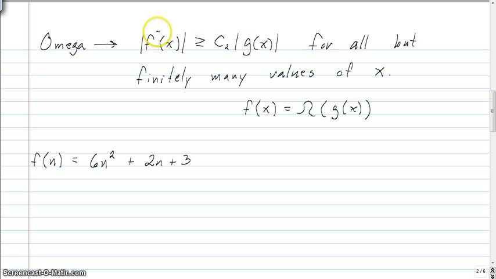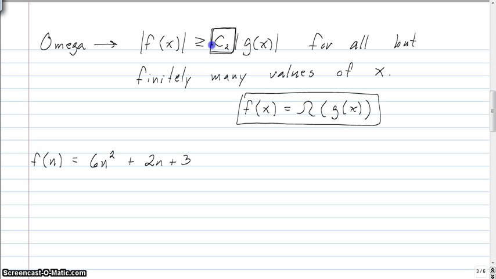And if this inequality is true, then we get to write that f is omega of g of x. Right, and we can do that as long as we can find some constant here, probably not the same constant as in the last definition, some constant where that's true. So let me look at an example. Actually, it's the same function that we looked at above.